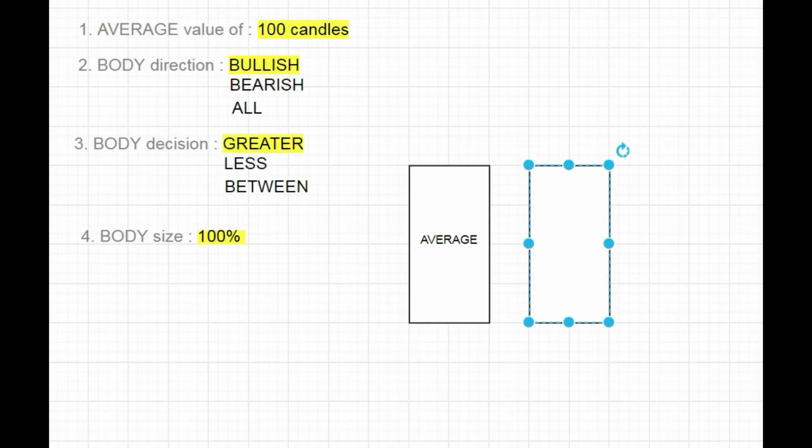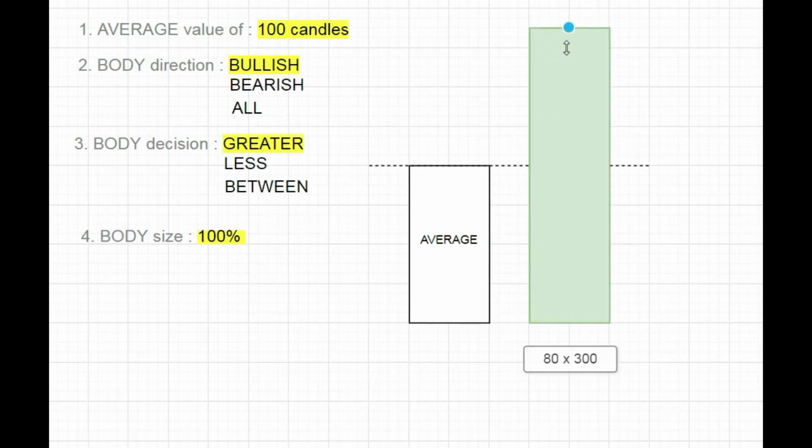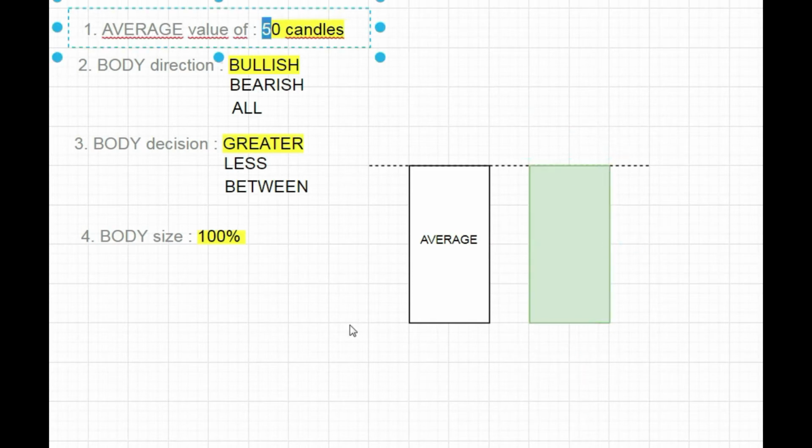On the left, you can see an average candle for reference. In reality, you can't see such a candle, so I will use it for easier explanation. Now we have a bullish body which is greater than the average value. That means that our range is any value beyond the dotted line. What could happen if we would change the size of the average sample from 100 candles to 50 candles?